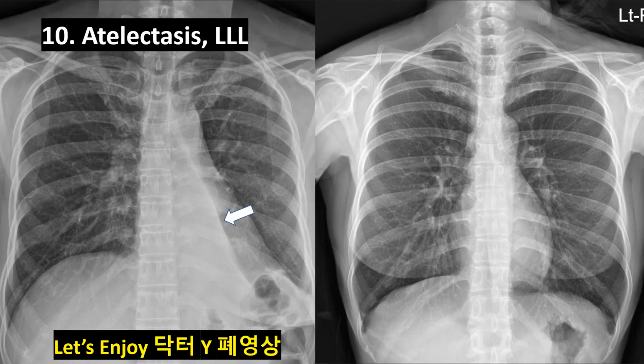This is the last topic, 10, atelectasis of left lower lobe. Now we see an unusually dense, clear-margined, triangular density medial to the heart border, posterior to the heart border, obscuring the left hemidiaphragm and the left aortic line. That is collapse of the left lower lobe behind the heart.